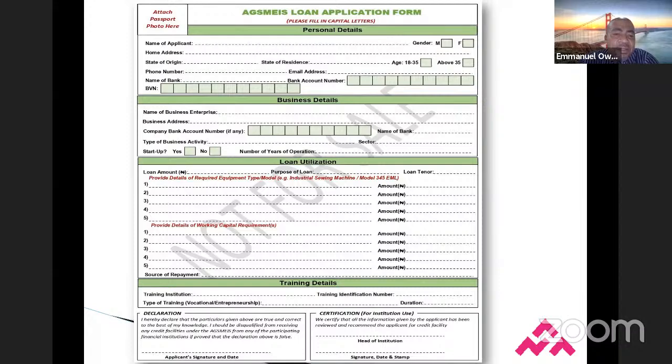Then the startup, there's a tricky one here. Is this company a new company? A startup means you just started a company, or you started a company about 1 year or 2 years ago. Those are the ones they call startup. If the answer is yes, then you tick that. If it is a company that has been existing, you don't tick it. Number of years of operation, you put it.